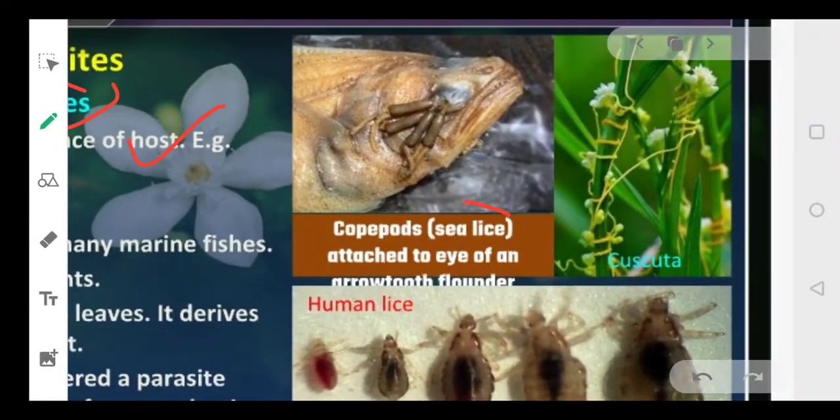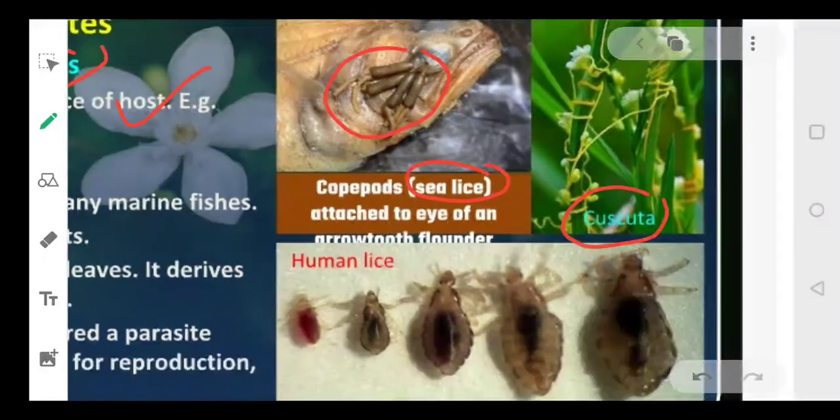See, in case of sea copepods, the sea lice, they are found attached. You see, they are attached to the eyes of the fishes on the external surface. So they are also acting as a parasite. Cuscuta, again, it is wrapped around the hedge plant. So it is an ectoparasite. The human lice, which is found in the head, it sucks your blood. So it is present outside your body. So it is also an ectoparasite.